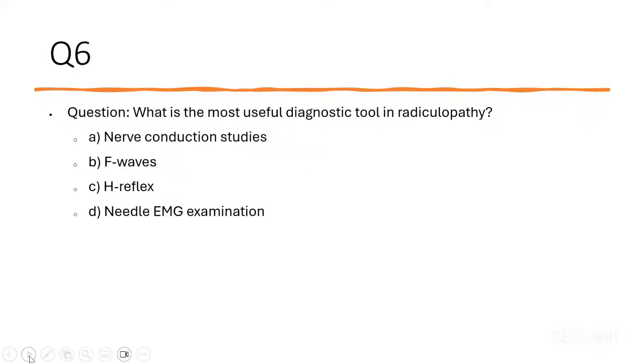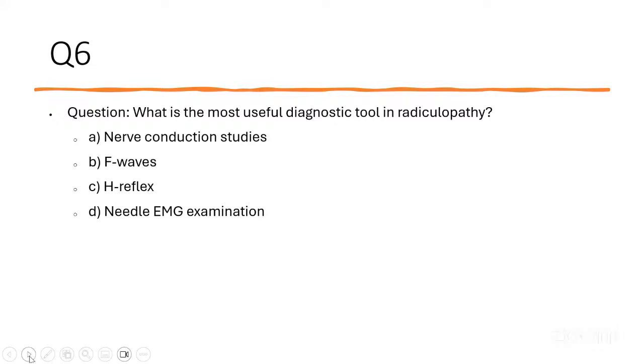And what is the most useful diagnostic tool in radiculopathy? Nerve conduction studies, F waves, H reflex, needle EMG. What is the most useful diagnostic tool? Out of all the four, what do you think is most important? Radiculopathies in the upper limb, C7 radiculopathy is the most common one. In the lower limb, L5 S1 radiculopathy is more common.